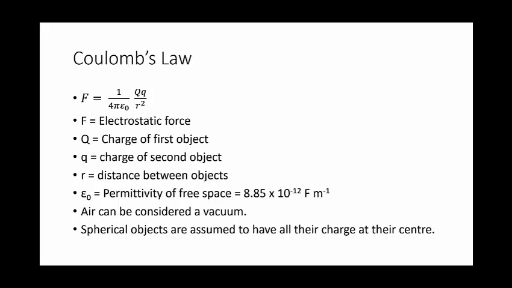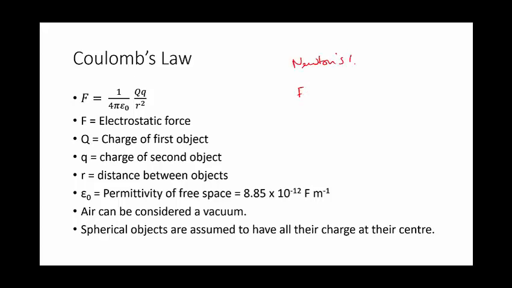the distance between the objects, and epsilon naught is the permittivity of free space, which is 8.85 by 10 to the minus 12 farads per metre. And that's a measure of how easy it is for an electric field to travel through a medium. We consider air to be a vacuum, and if we're looking at spherical objects, we assume that we're looking at a point in their centre.